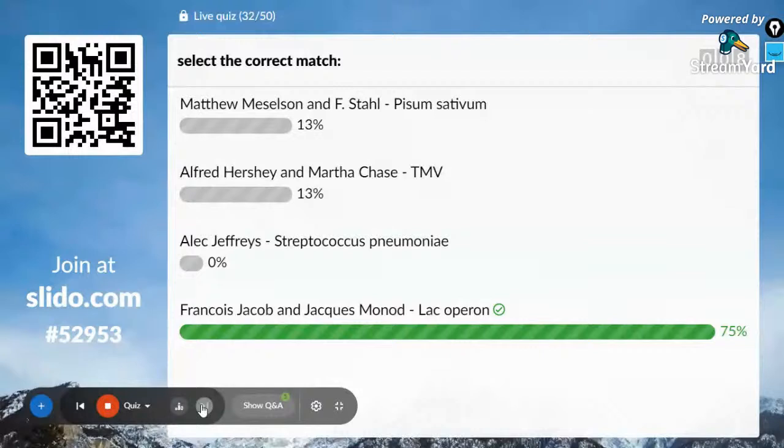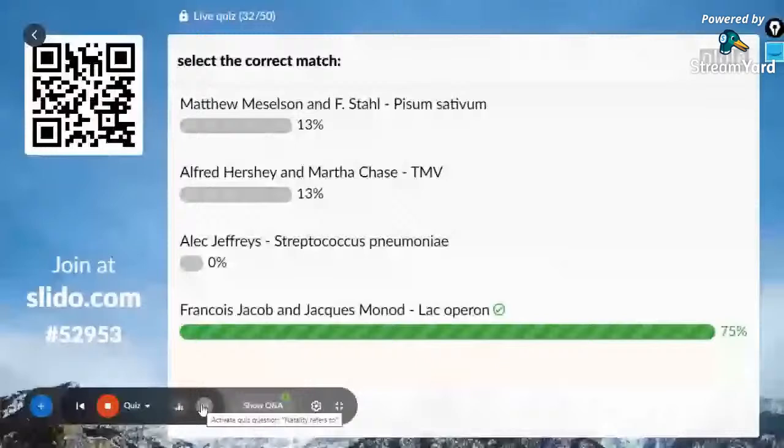Pisum sativum. Did Meselson and Stahl take Pisum sativum for the experiment? No. Gregor Johann Mendel took Pisum sativum. Alfred Hershey and Martha Chase, Tobacco Mosaic Virus? No. Next question on the screen.